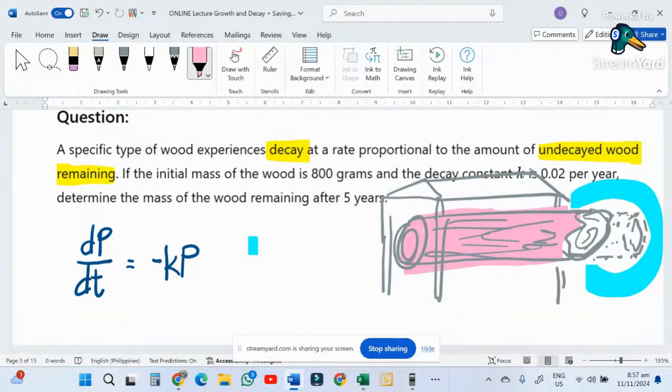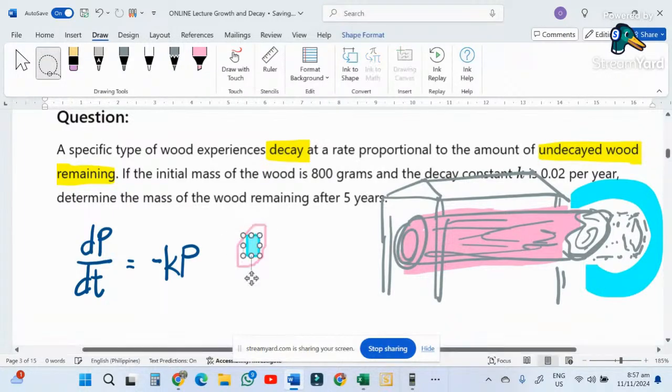In the question that I'd given in the exam, it's about steel rods. So you're going to find what could be the mass of a steel rod that has not been decayed. So these are the uncorroded steel rod remaining. Now the example I'm giving you is, sorry, it's all about wood naman. Okay.